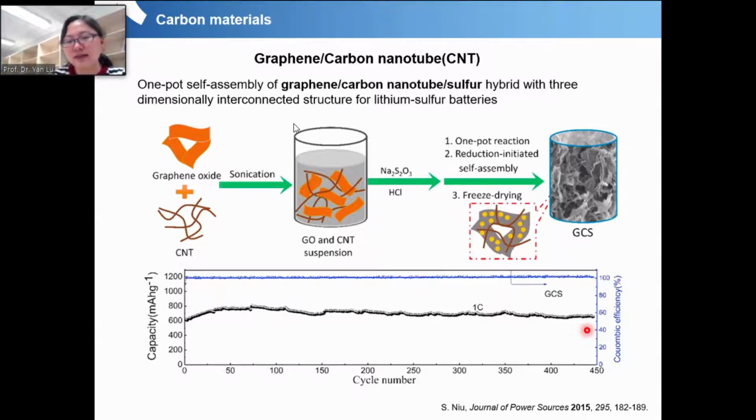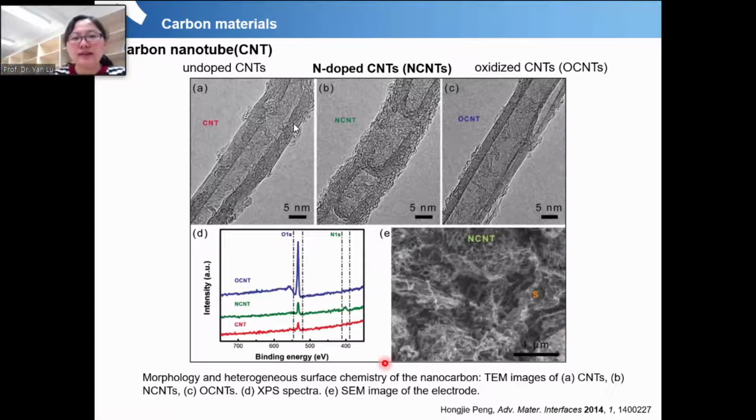This is a cycling stability test. They use 1C as the charge and discharge rate. 1C means you need 1 hour to fully charge and discharge your battery. And you see they can have very stable capacity of their battery even after more than 400 cycles. And of course, they look into the morphology and it looks very good.